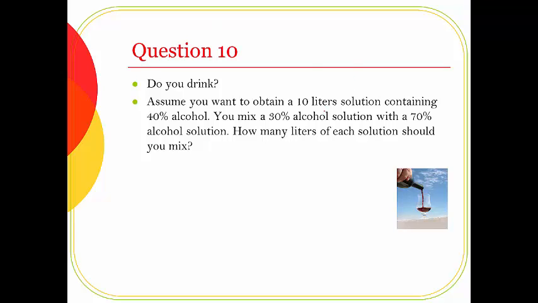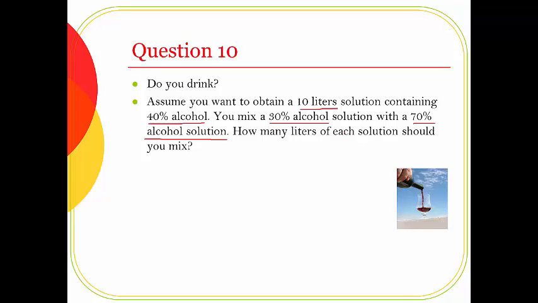Now this is 10 liters. You want to obtain 10 liters containing 40% alcohol. How do you get this? You have a 30% alcohol solution that you have to mix with a 70% alcohol solution to give you 40%. With mixtures, you don't just mix and get that. Some of you might ask, why is it if you mix 30% and 70%, you get 40%? Well, it depends on the volume.